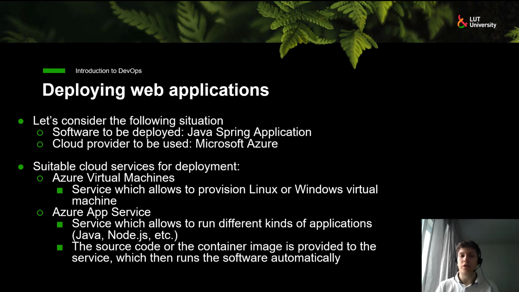Let's consider an example situation and think about what kind of a cloud service would be the most optimal in order to publish the software of the situation. So let's assume that we have a Java Spring application without any containerization, and we are using Microsoft Azure as the cloud provider. Now, as I mentioned, maybe the two most apparent ways to deploy the software on Azure would be either Azure Virtual Machines or Azure App Service.